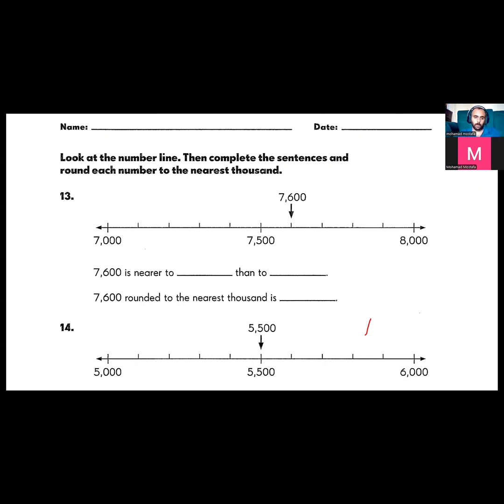Here he tells me to look at the number line, then complete the sentence and round each of the numbers to the nearest thousand. To the nearest what? To the nearest thousand. So the number of thousands can be changed or stay like itself. Here I have 7,600.